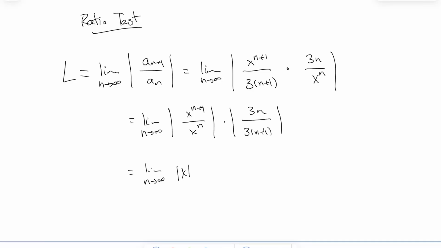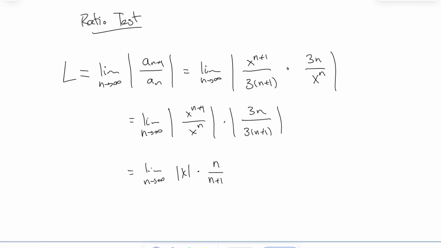The other part, 3n over 3n plus 3. Actually, those 3's can straight up cancel. Then I have n over n plus 1, and I think for that part, I can get rid of the absolute values. This part really is positive because n is a whole number starting with 1, and so this is never going to be negative, unlike x, which can be any real number. So this, you've got to keep the absolute values. The other part, you do not. All right?